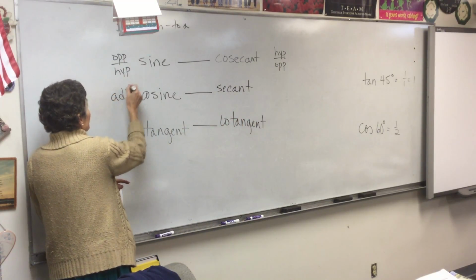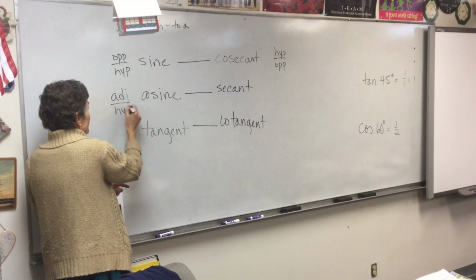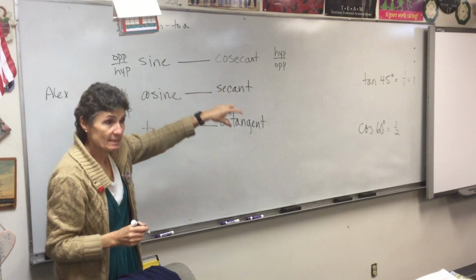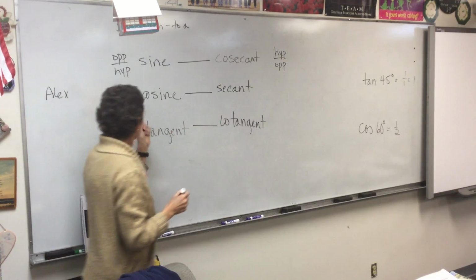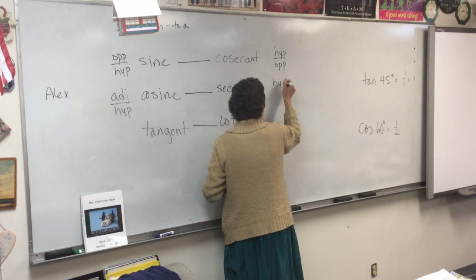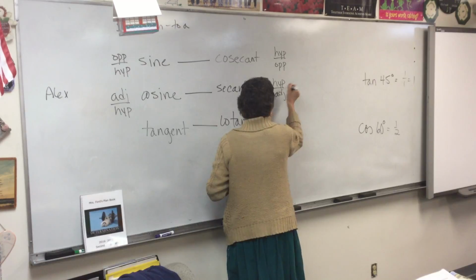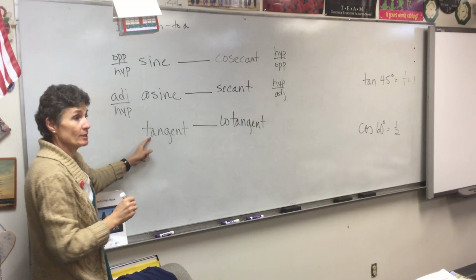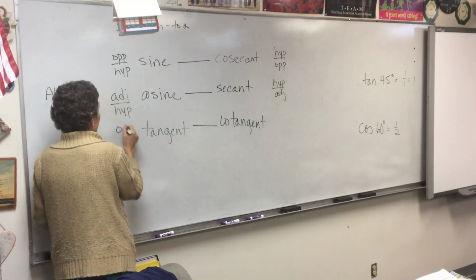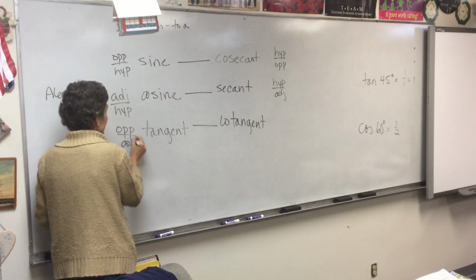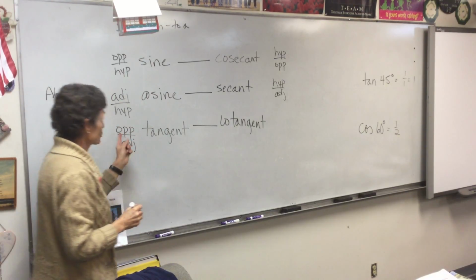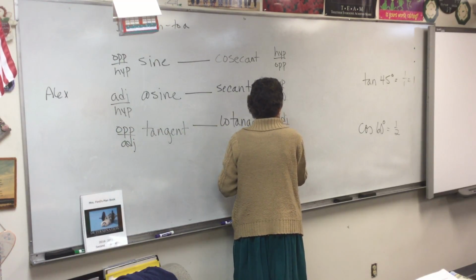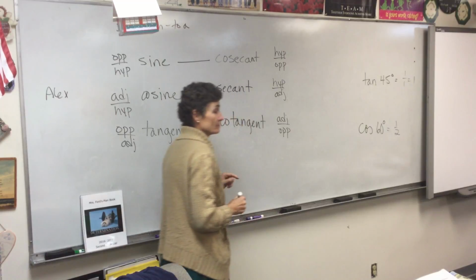Cosine, think SOH CAH TOA, adjacent over hypotenuse. So its reciprocal will be hypotenuse over adjacent. And tangent, SOH CAH TOA, opposite over adjacent. So its reciprocal will be adjacent over opposite.